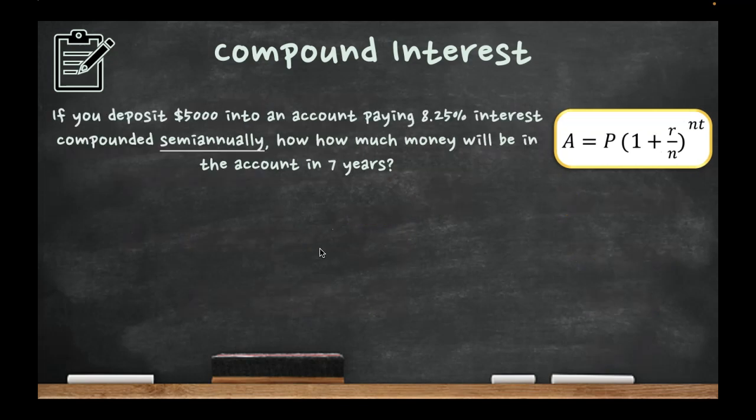So then now we look at our next example. We're going to look at one more after this. If you deposit $5,000 to an account paying 8.25% compounded semi-annually, remember that's twice a year, how much money will be in the account in 7 years?